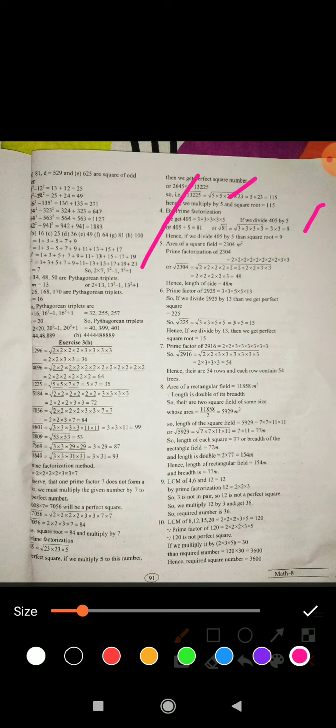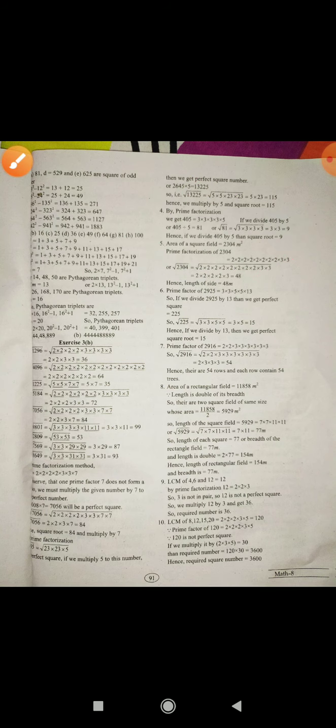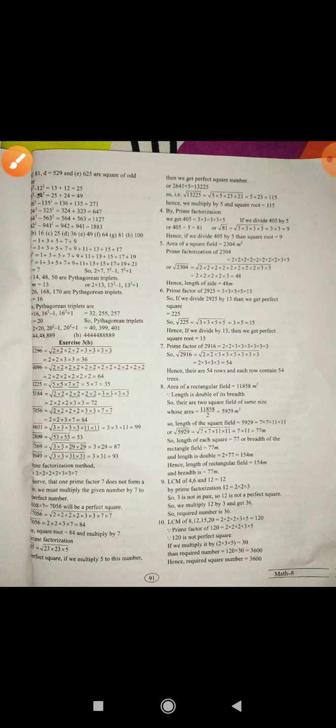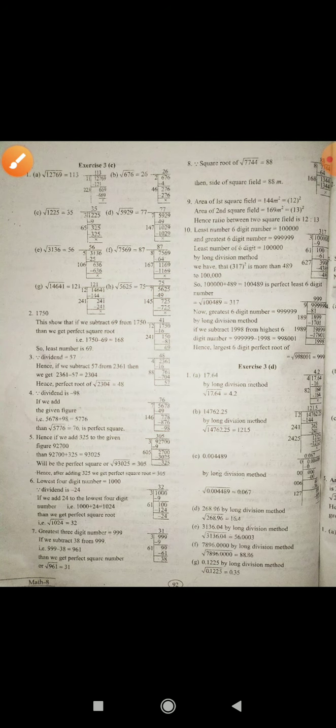The next question is number 5. The area of a square field is 2304 square meters. Find the prime factors of this number, and we get 48. We write the pairs, take one from each pair, and then we get 48. So the length of a side is 48 meters. Like this, do all the solutions for questions 6, 7, 8, 9 and 10. Okay, and here is the next exercise.